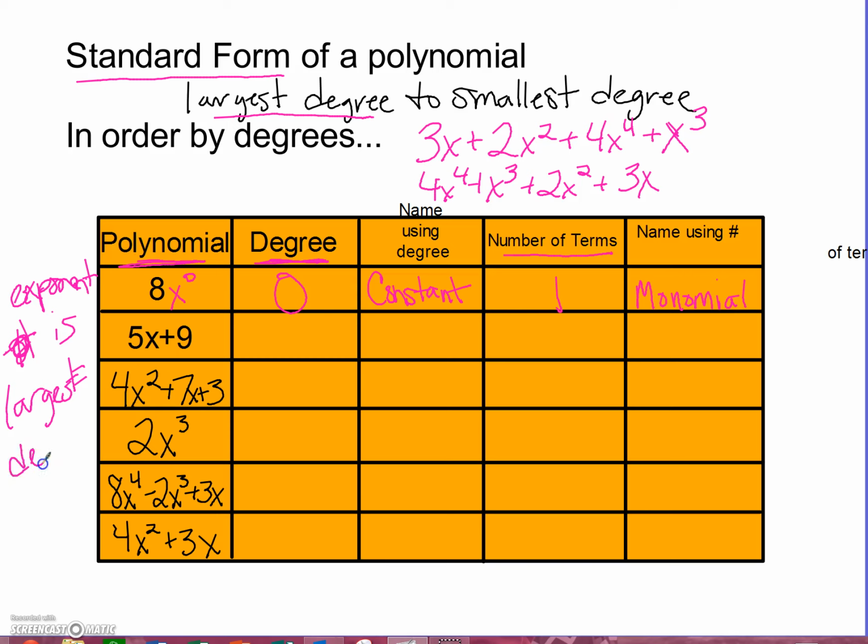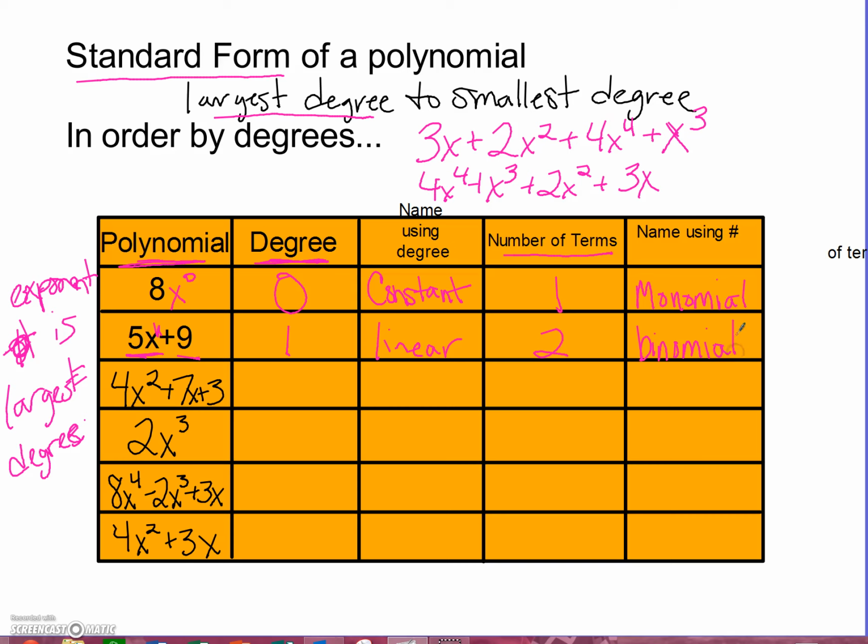Equals the degree. Remember, this doesn't have one. This is 1. So your degree happens to be 1 with this. If I were to graph this, what would it be? It would be a linear line. So that's what we have there. Then we have to name the number of terms. This is considered 1 term. This is considered a 2 term. So if we have 2 terms, we know that that is a binomial. Bi means 2.